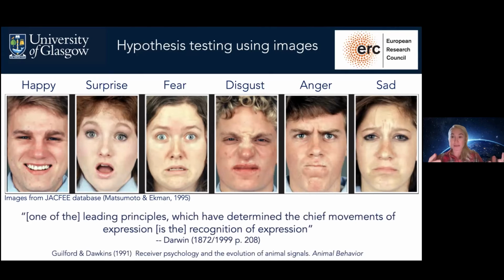Now, the reason why they did this, of course, showing pictures to people and asking them to recognize them, was because Darwin in particular had noted the very close relationship between production and perception. So if you recognize a signal as X, it's likely then that that signal is produced and communicates X in your culture. So they were using perception to understand which facial expressions are produced to communicate different emotions.